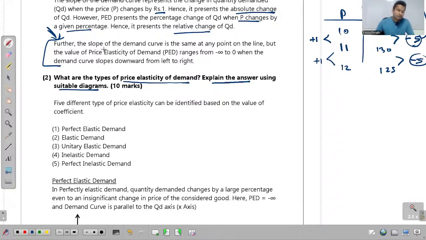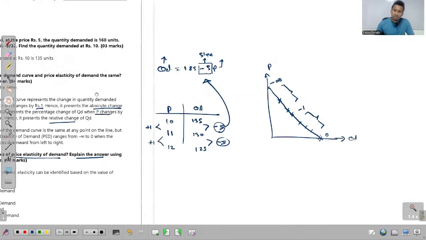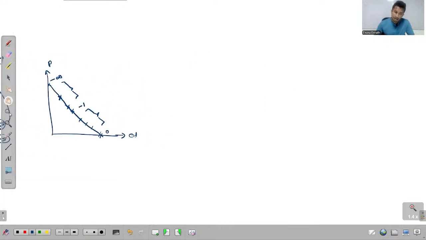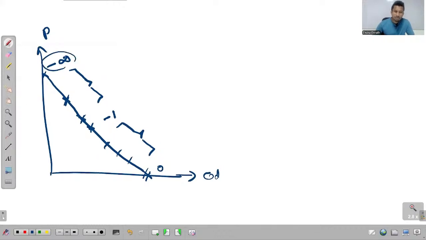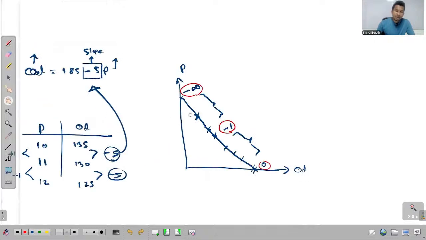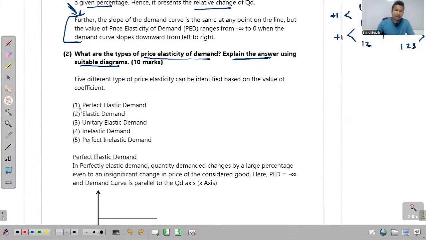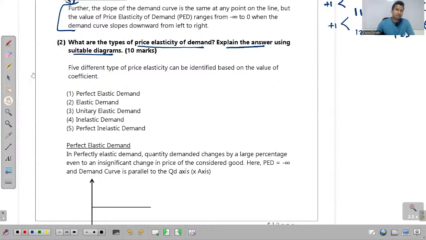Okay, so based on, as I mentioned here, when you calculate PED, you can have mainly 5 different types of values. On one end you get minus infinity, on the other end you get 0, right in the middle of the curve you get minus 1, here you get a value between minus 1 and minus infinity, and here in this region you get a value between 0 and minus 1. So based on these 5 regions, we recognize 5 different types of price elasticity.